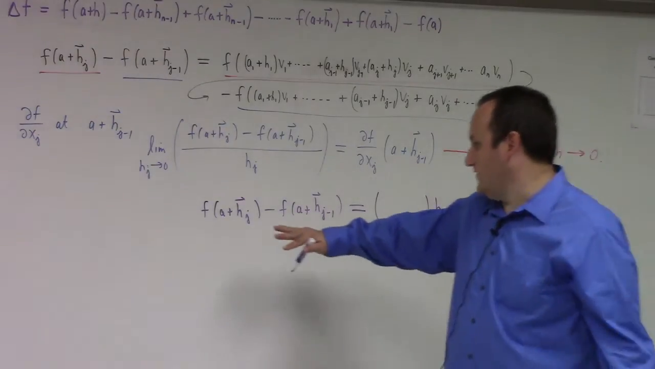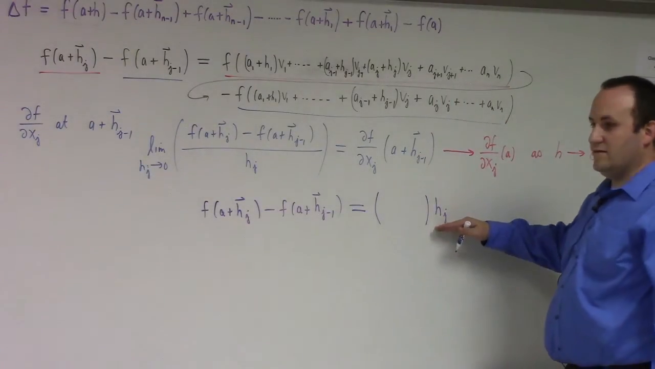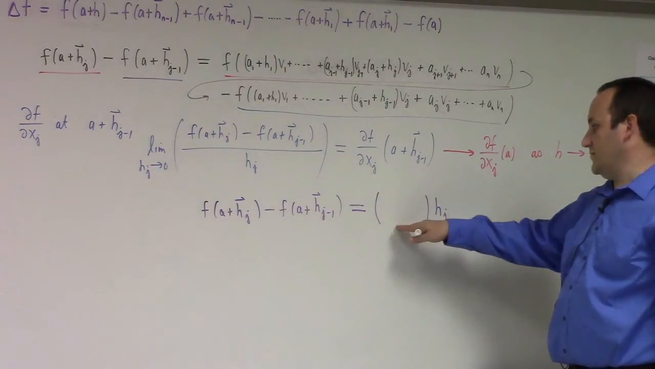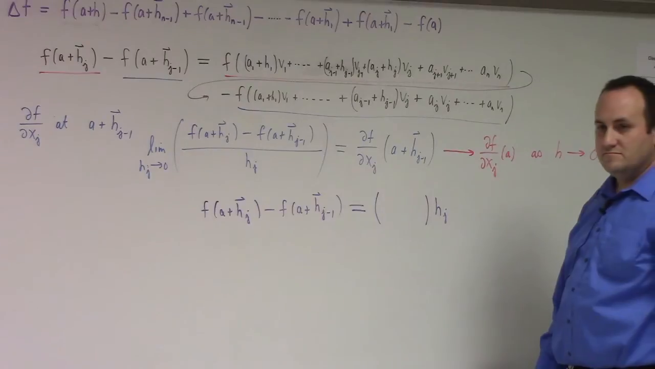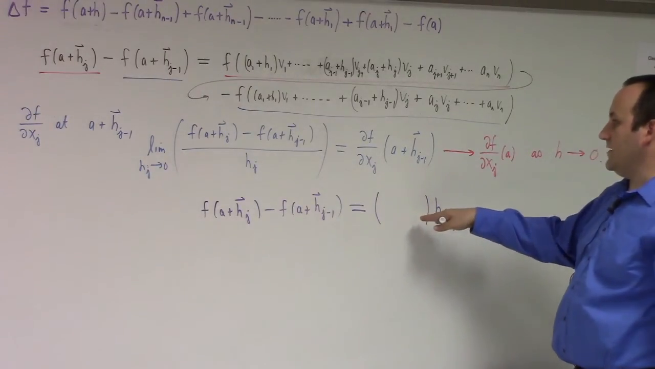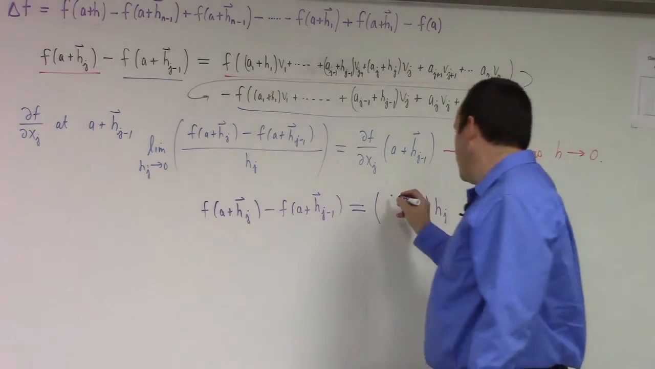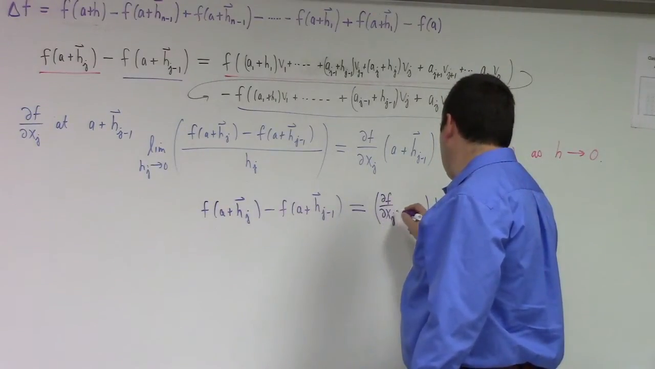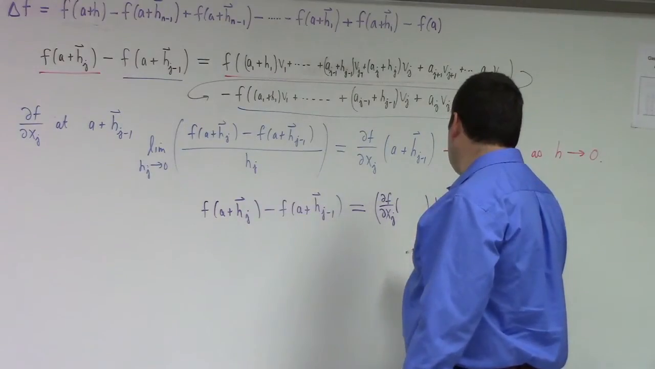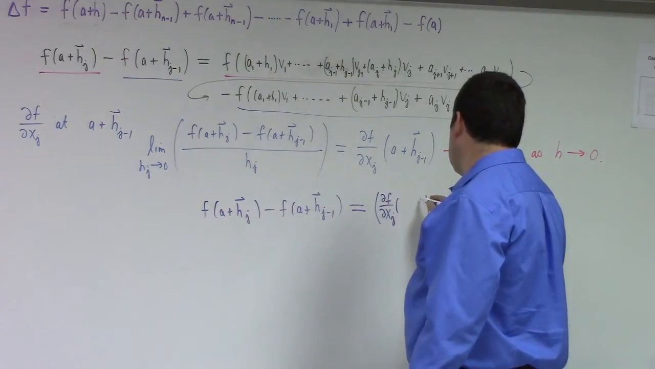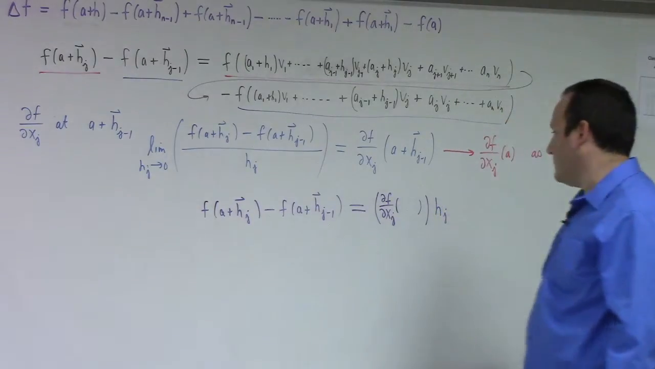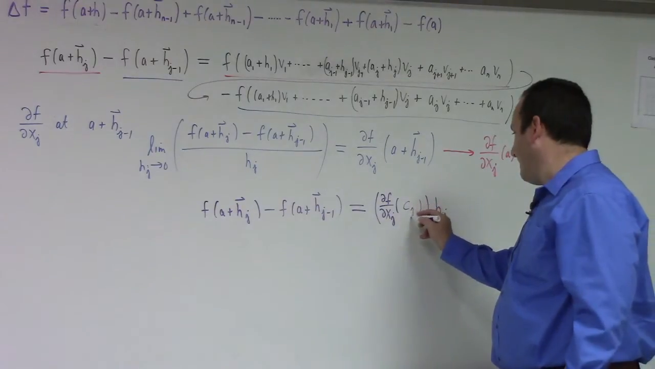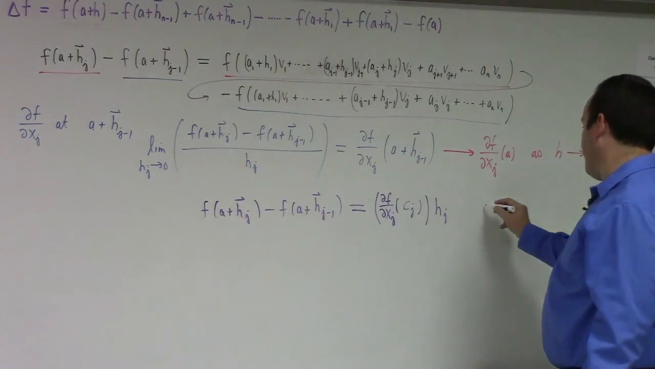times h sub j. So what I have here is the change in f and the change in h sub j is equal to some quantity. And I want it to be something about the partial derivative. So what I can do is I can say partial f partial xj at the point what? I could call it, say, c sub j, where c sub j is what?